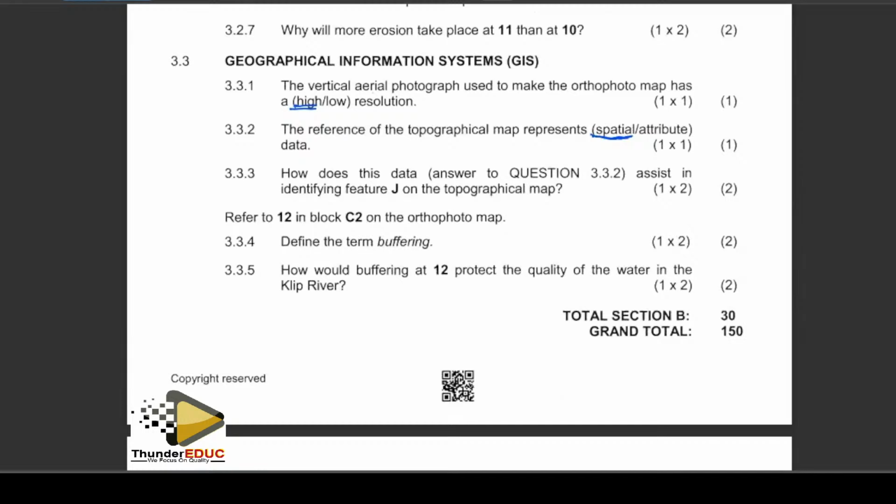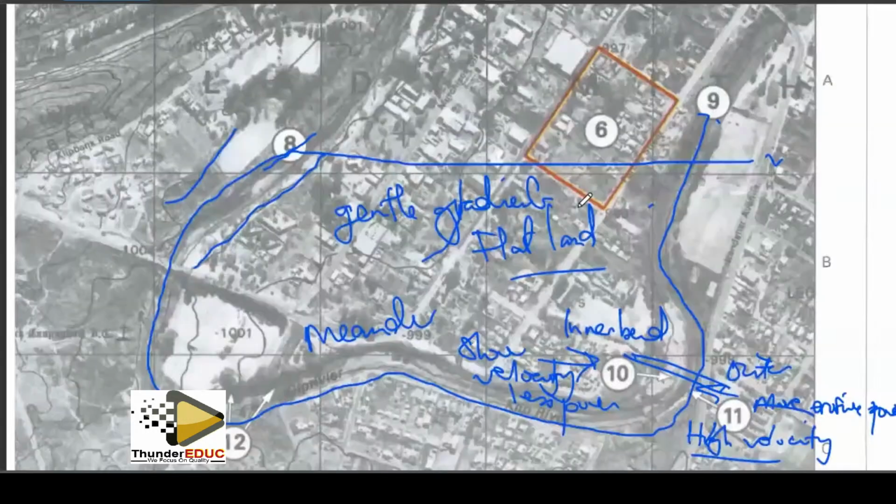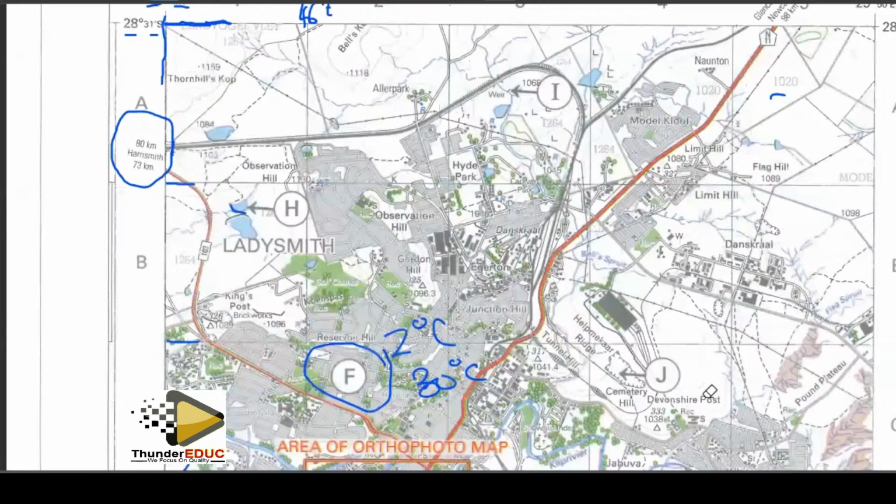So it's spatial data in that effect. How does this data, to the question above, assist in identifying feature J on the topographic map? How do we use spatial data to identify feature J on the topographic map? Our feature J is here. How can we use spatial data to identify feature J?